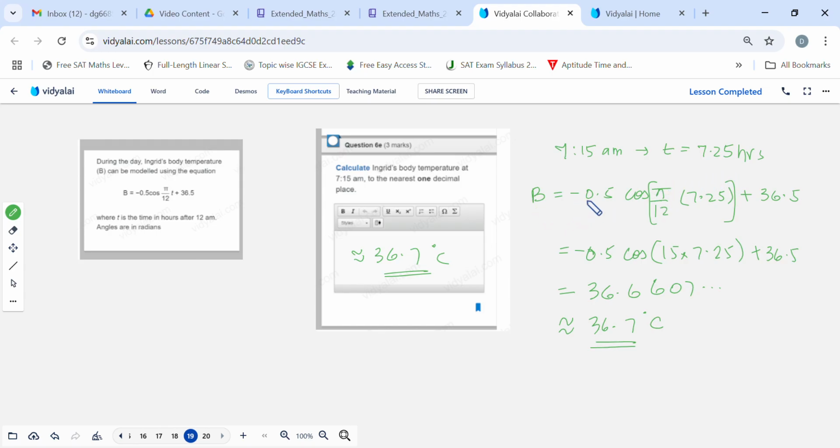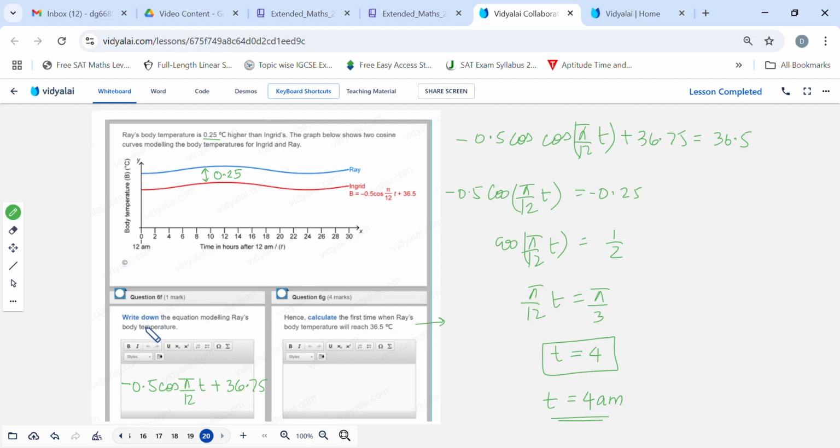So B will be negative 0.5 cos pi by 12 into t, which is 7.25, plus 36.5. Now pi is the same as 180, so you can convert it to degrees. So 180 by 12 is 15. So negative 0.5 cos 15 into 7.25 plus 36.5. Putting this in the calculator, the value for B, body temperature, is 36.6607 degrees Celsius. When rounded off to one decimal place, it is 36.7 degrees Celsius.